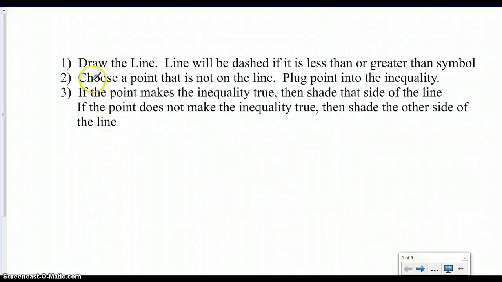So what I was hoping to do right now is just do a quick review of what we talked about today in regards to graphing linear inequalities. And there's just 3 steps that we want to take to do that. So the first thing we want to do is just graph the line. So we want to draw the line.